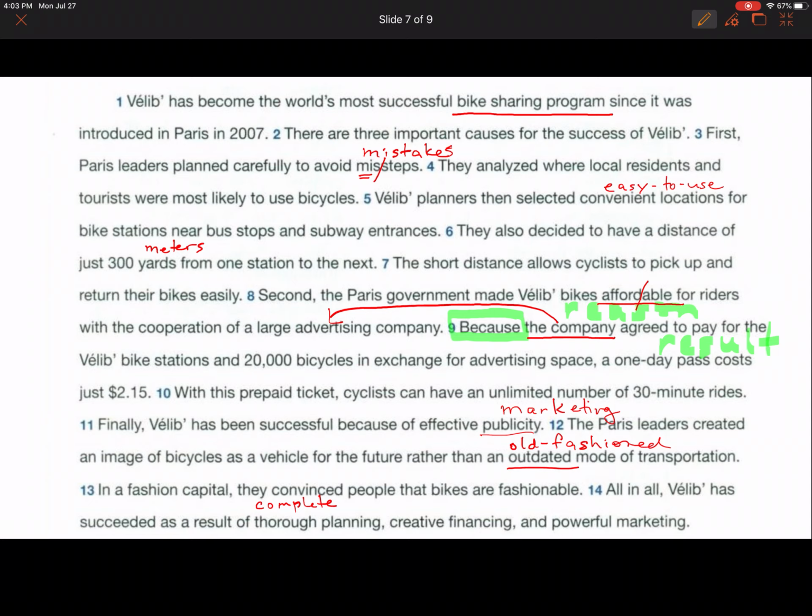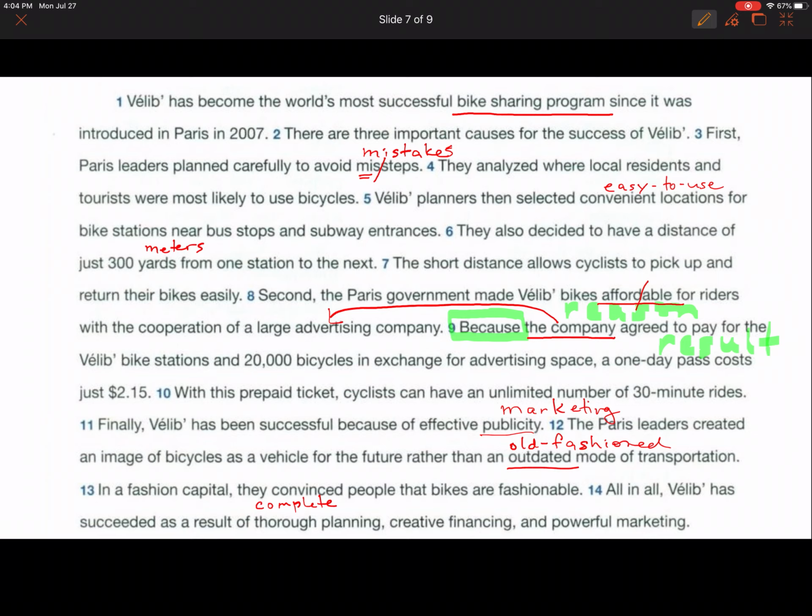Why would that be important? Because you want to make sure that people are using the bikes, right? So where would you locate these bike stations? Well, first of all, in areas where there's a lot of tourist or local resident traffic. And secondly, you'd want to put it near bus stations or subway entrances or bus stops, because that way when people get off the subway, they can use the bikes to travel. Let's continue the reading, okay?